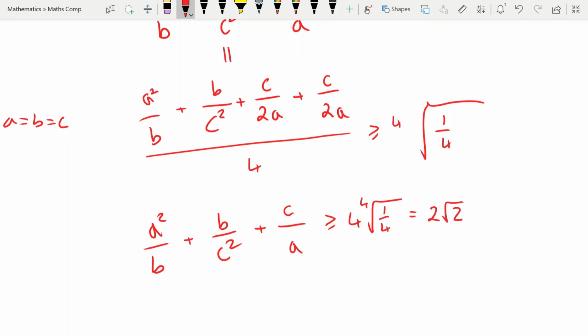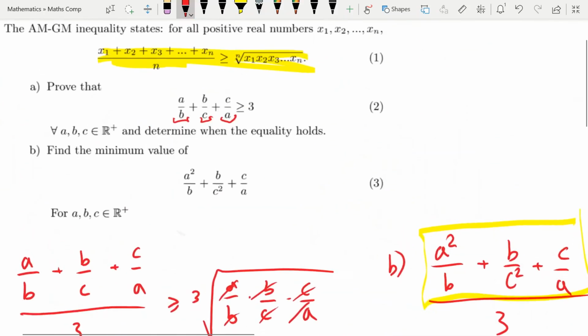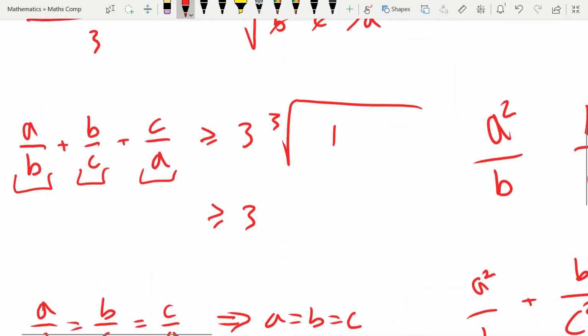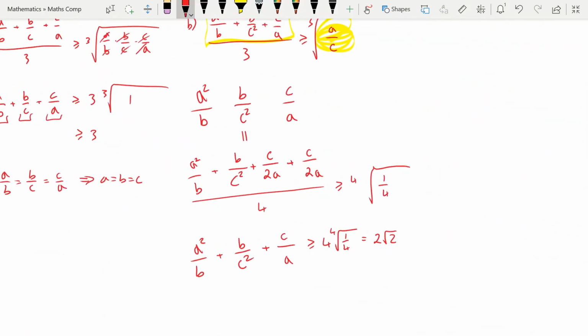So the minimum of this expression here for positive real numbers is when equality holds, and that is when it's 2 root 2. So that's the solution done.